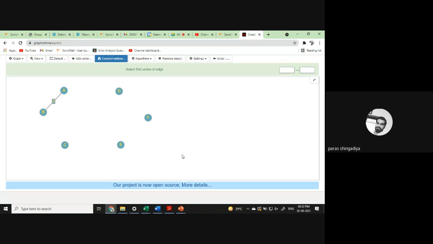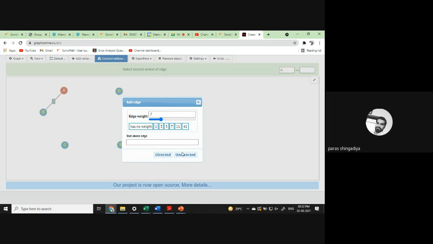And now let's connect any arbitrary connections. Weight 7.